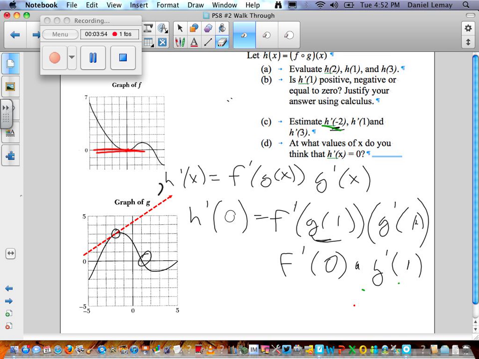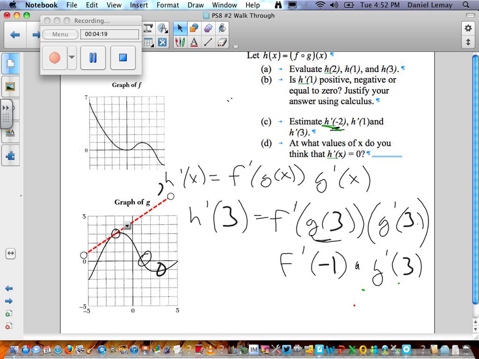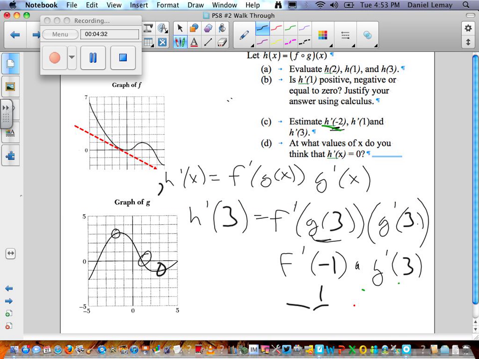H prime of 3. We are going to replace those 1s with 3s. G of 3. 1, 2, 3. G of 3, I'm going to call that -1. That's still 3. What's f prime of -1? Let's grab that line and move it up here. That looks relatively good. How about a slope of -1/2?